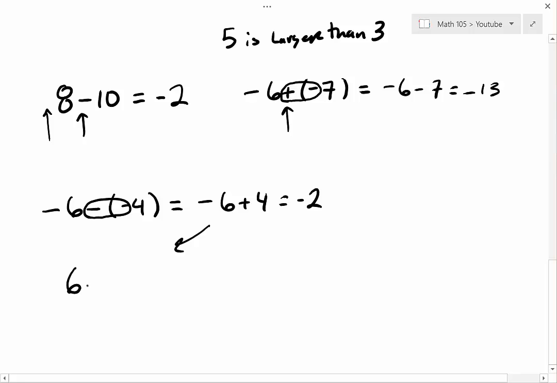And of course, we'll do a similar problem to this. If it was 6 take away 4, you'll note the signs are different. What do you do? That's right, you subtract. 6 take away 4 is 2, and then you keep the sign of the larger number, which is plus.